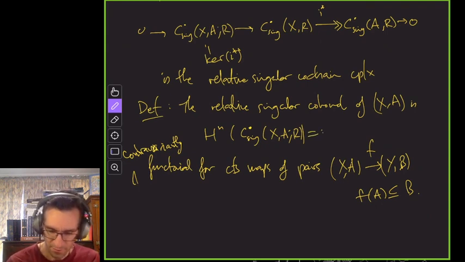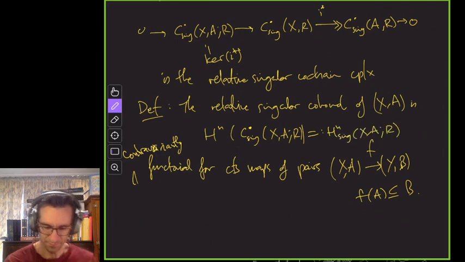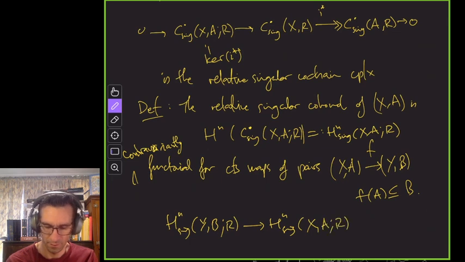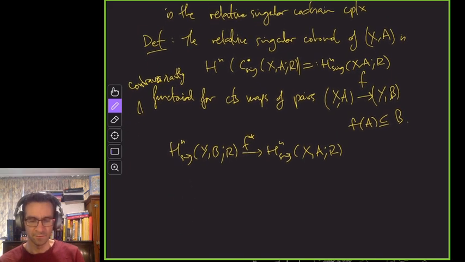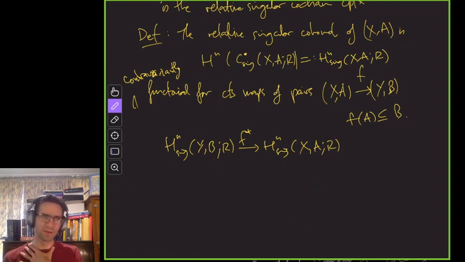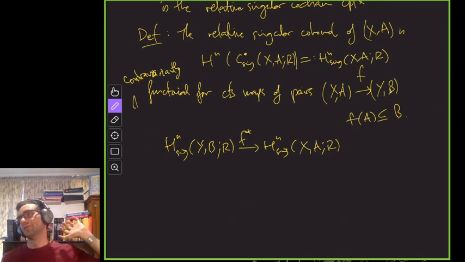I should say what this is. It's H^n singular of (X, A) with coefficients in R. So you get f star from the cohomology of (Y, B) to that of (X, A). Now you might ask, what sort of such maps of pairs do we have? Well, there's always a map of pairs that crushes everything in A down to a point. So I have to sort of say what that is.